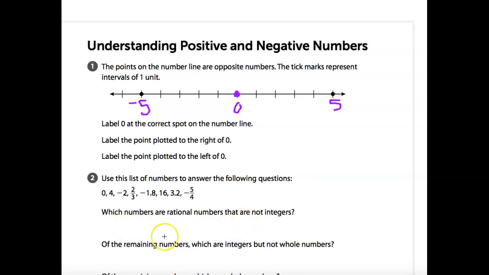Okay, well, an integer is a whole number. So 0, 4, 16 are whole numbers. So integers are not fractions. All right, so we know that integers are whole numbers. So 0, 4, 16 are whole numbers. Okay, so fractions are not integers. So we would put here 2/3.